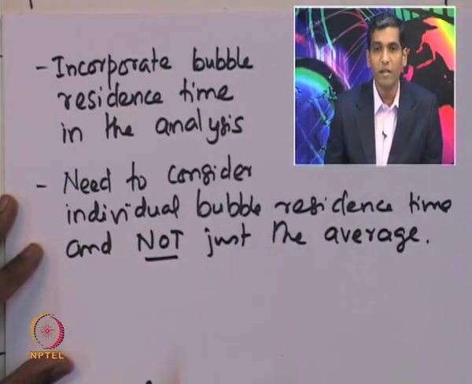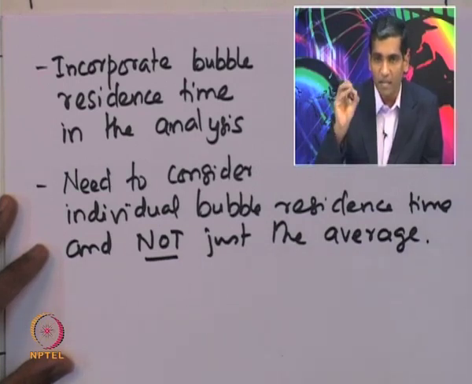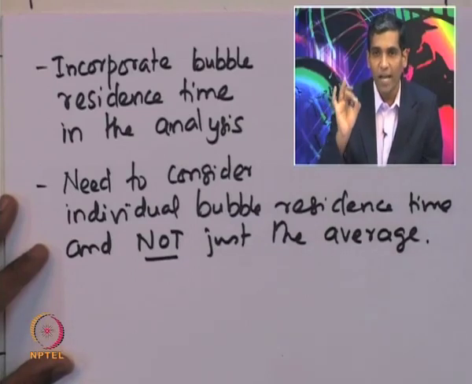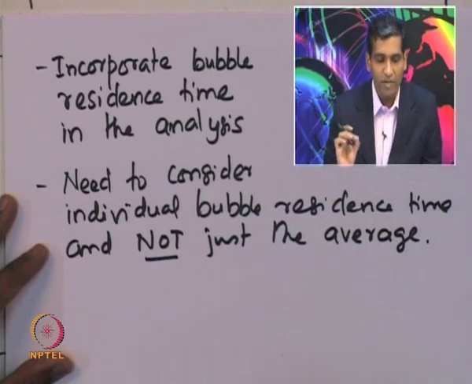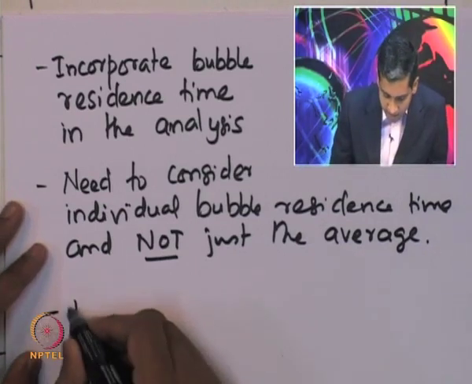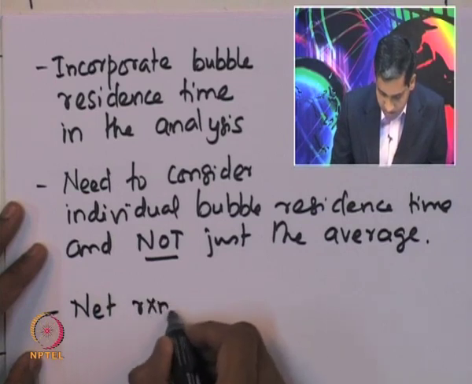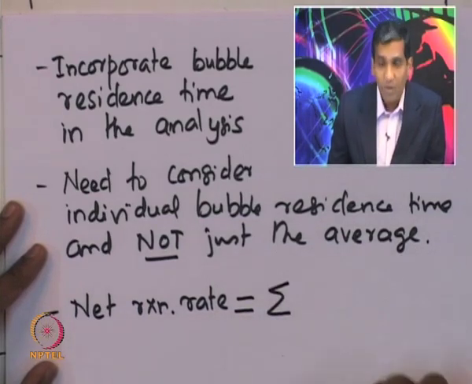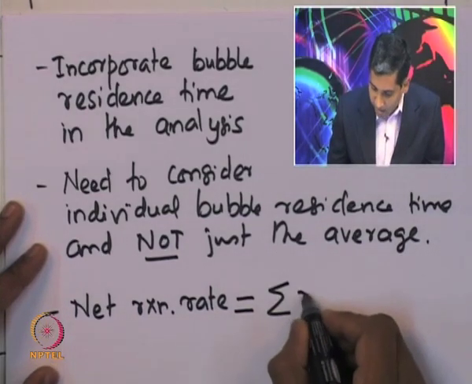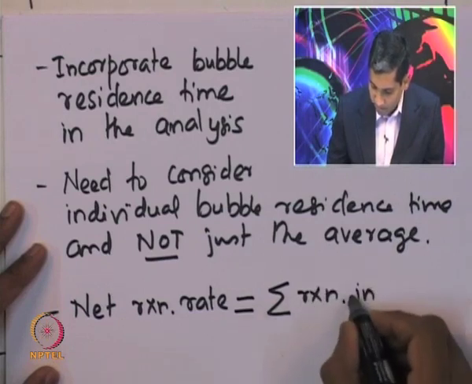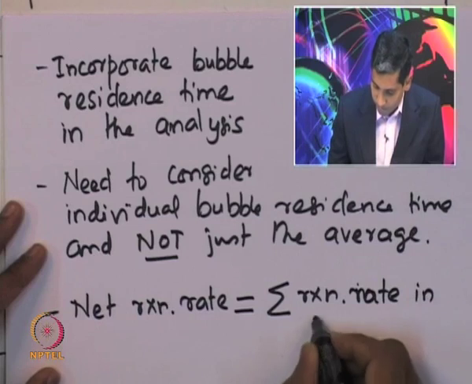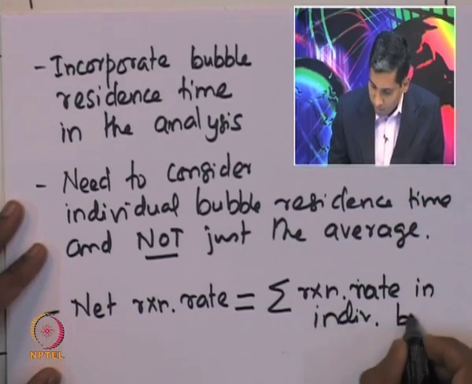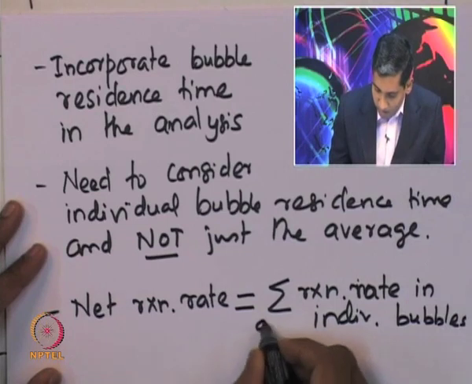So, it is not sufficient to consider only the average residence time of the bubbles, it is important to consider the residence time of each and every bubble which is created because the bubble is being sparged into the liquid. And as a result, the net reaction rate is simply going to be the sum of the reaction rates in individual bubbles, summed over all bubbles.